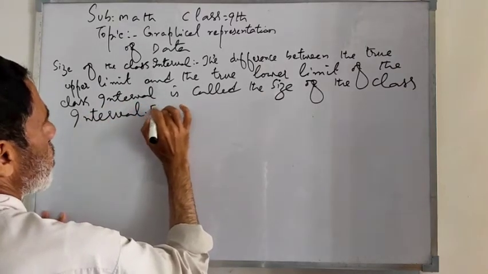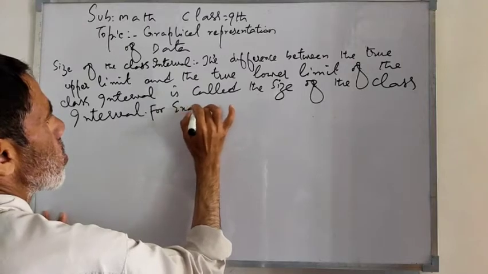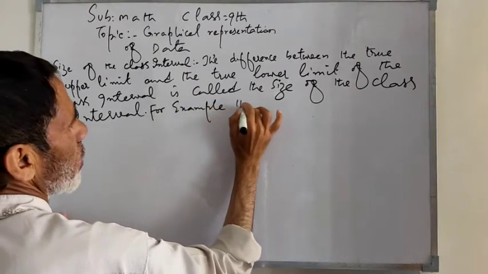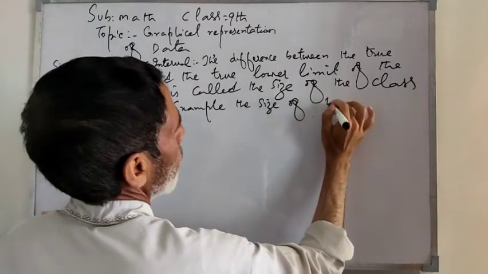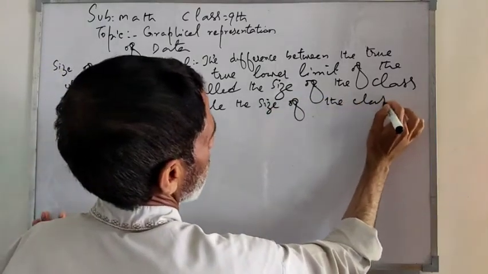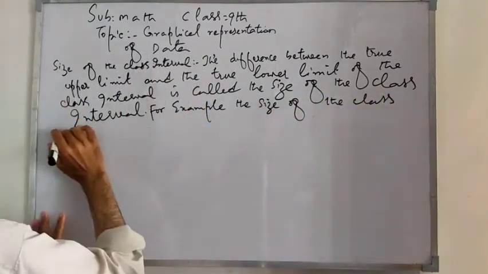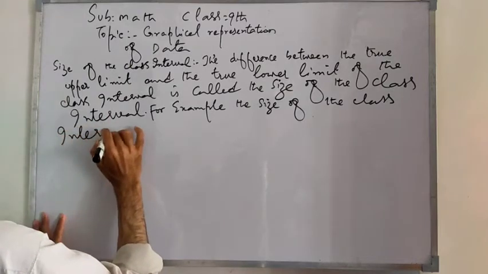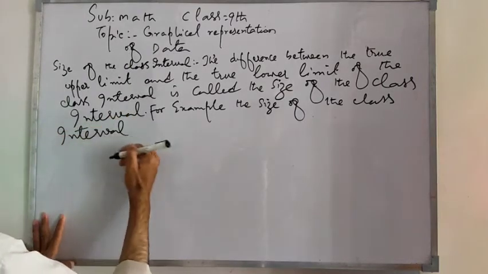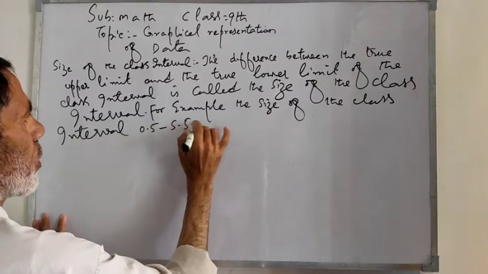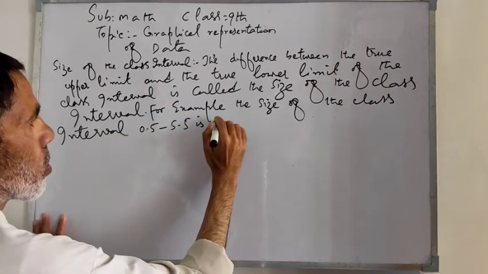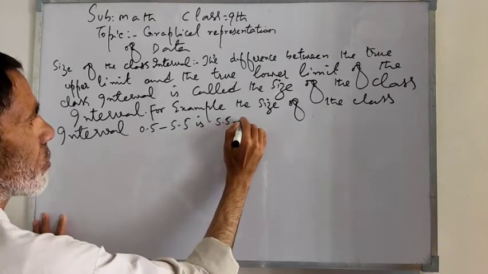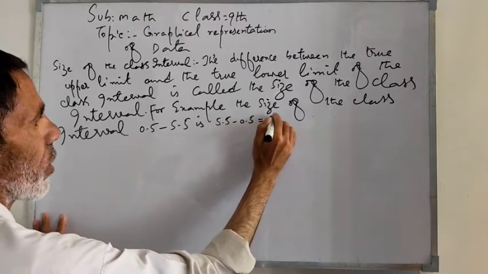For example, the size of the class interval 0.5 dash 5.5 is 5.5 minus 0.5, which is equal to 5.